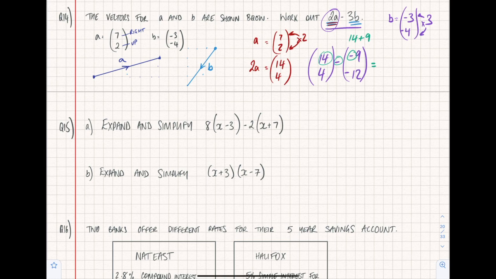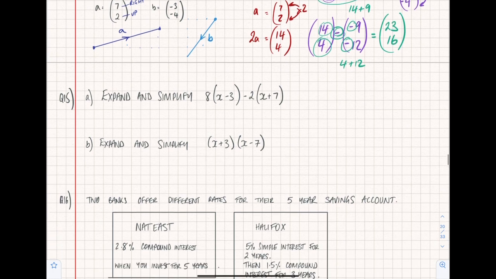And when you do 14 plus 9, you'll end up with 23. Okay. 4 minus 12 means 4 plus 12. That ends up giving you 16. So your final answer to 2a minus 3b would be 23, 16. Okay, so just make sure you're really careful with those negatives and you pick up those marks on scaling up the vectors, which is what we've done there.